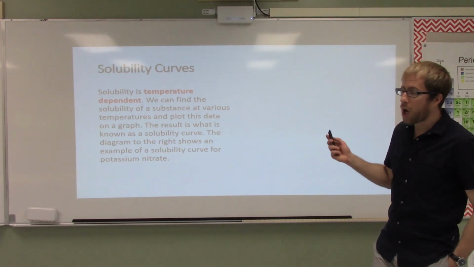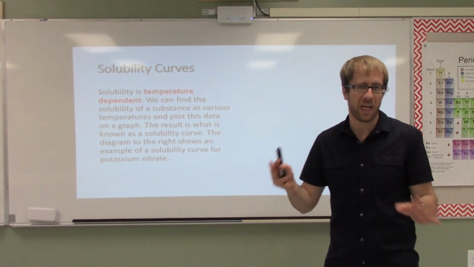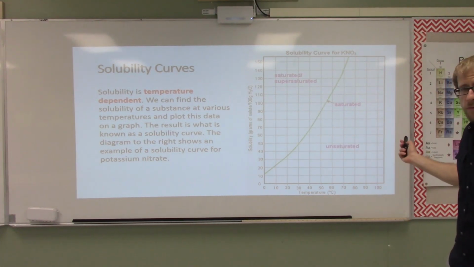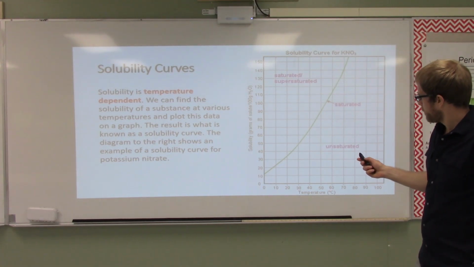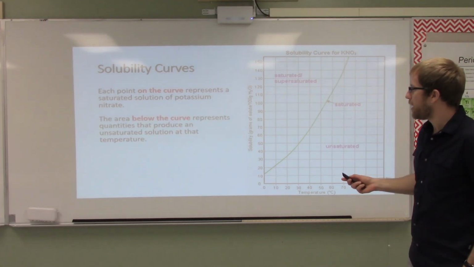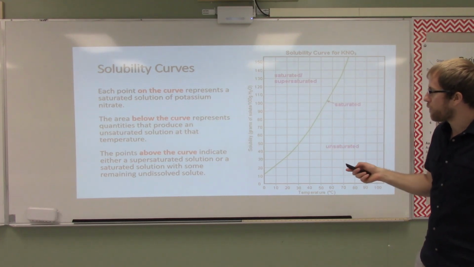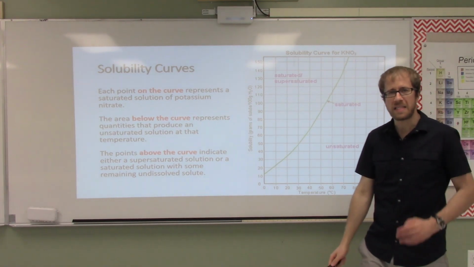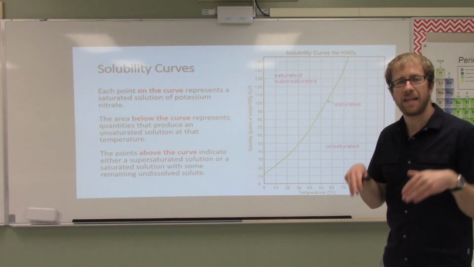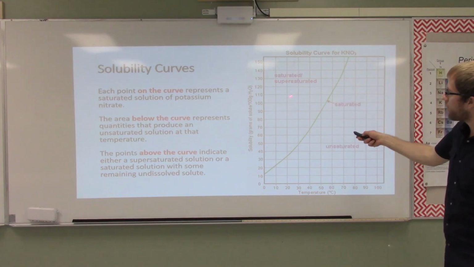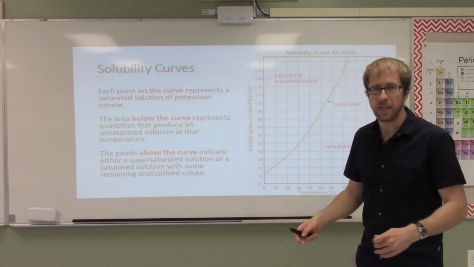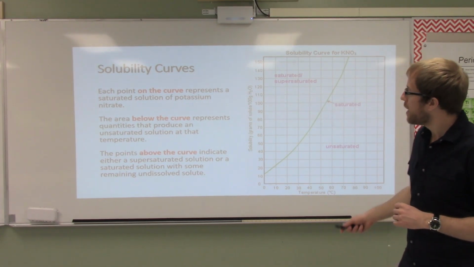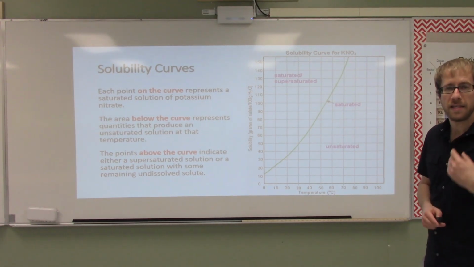And if we plot that solubility versus temperature, what we get is a solubility curve. Now, I've already talked about this, but each point on the curve represents a saturated solution. So if we look at this line here, that represents a saturated solution at that temperature. Anything above the line would be supersaturated, right? More solute than would be dissolved at that temperature normally. And under it would be unsaturated.